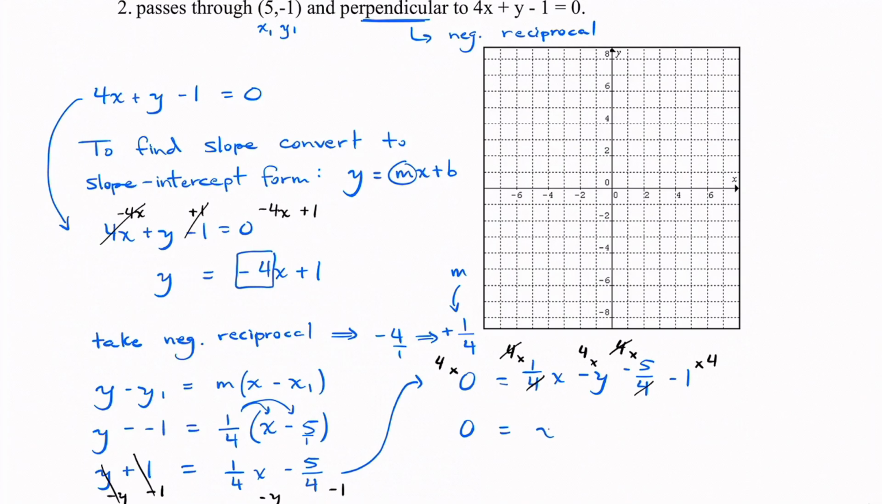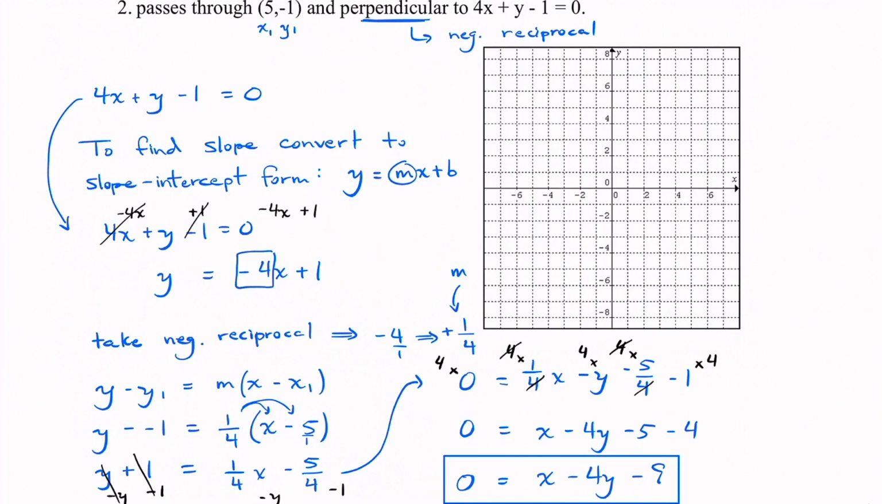And then we just have an x. That's the only thing that didn't cancel there. And then it was minus a 4 times a y, so that's minus 4y. And then next we had a minus 5 because the 4 is canceled. So that's minus 5. And then minus 1 times 4, that's just minus 4. So I can actually put these two terms together. So my last step, I'm just going to have 0 equals x minus 4y, and then a minus 5 and a minus 4, that's just minus 9. So that is our general form.